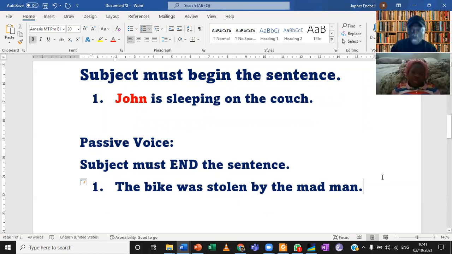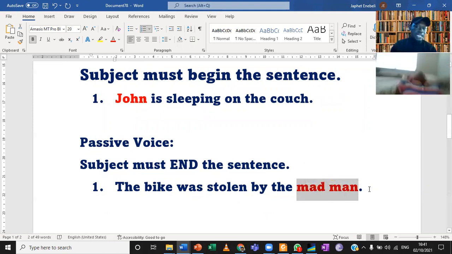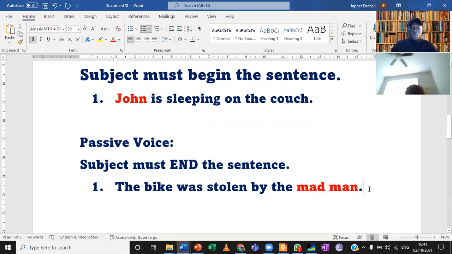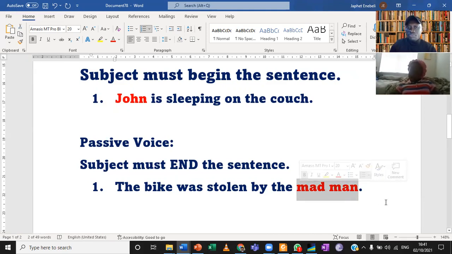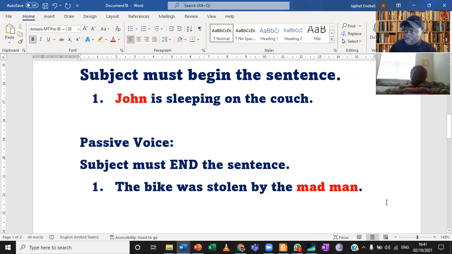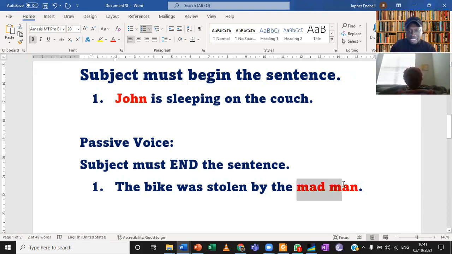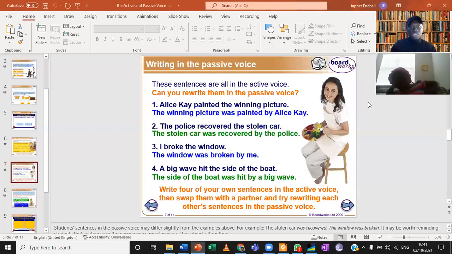The madman. Good. Now, because this madman is placed at the end of the sentence, what voice is it? It's passive voice. So please take note. If it begins, it's active. If it ends, it's passive. Good.